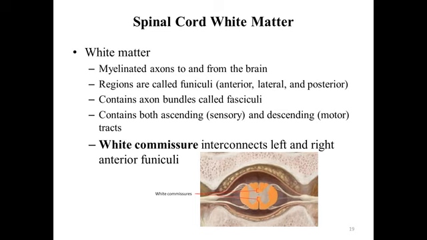The white matter is outermost and surrounds the gray matter in the spinal cord. The white matter consists primarily of myelinated axons traveling to and from the brain. The regions are named funiculi and contain axon bundles called fasciculi.